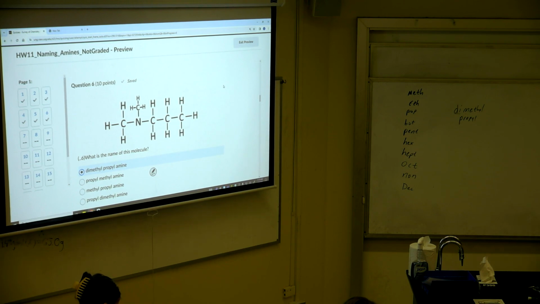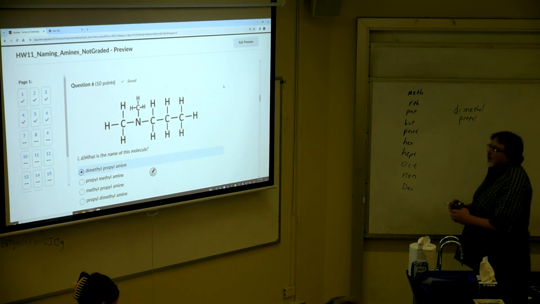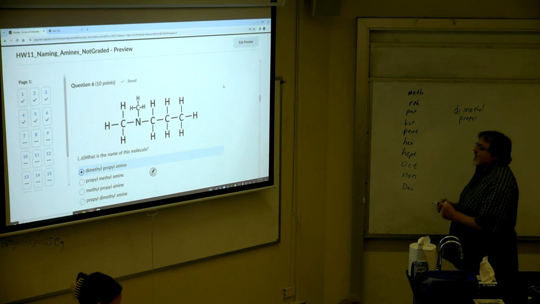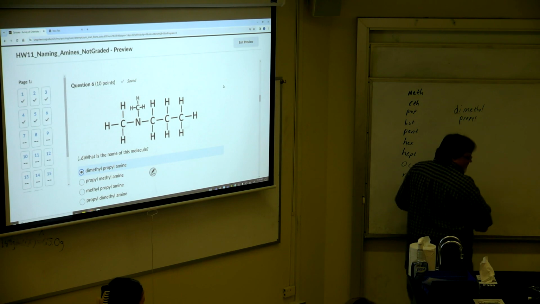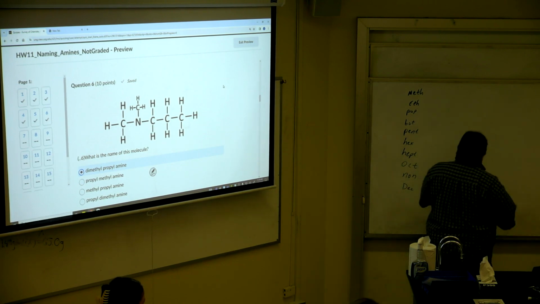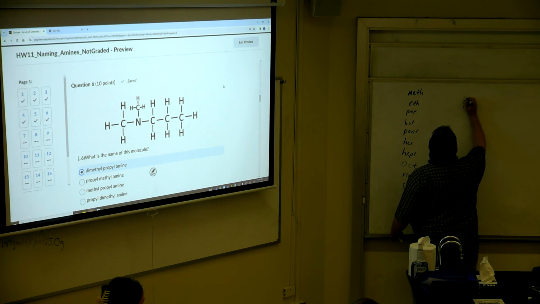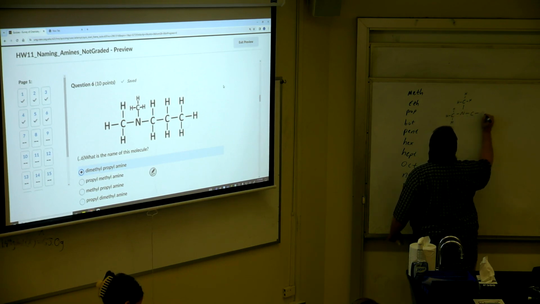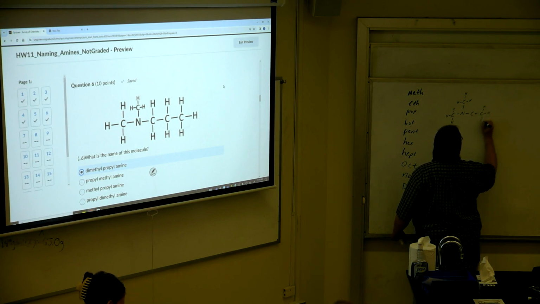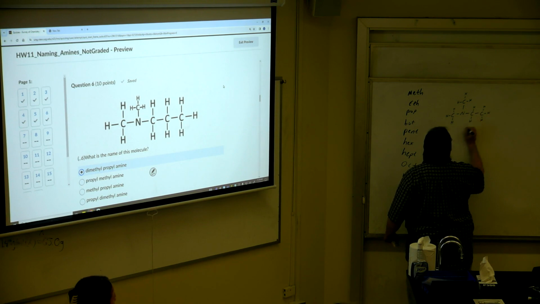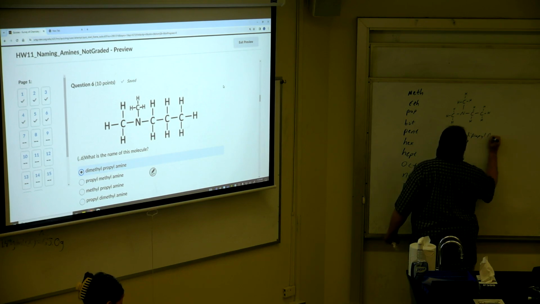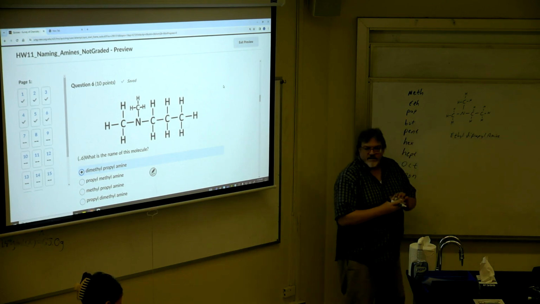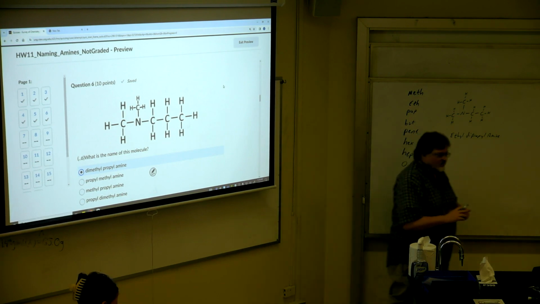So what if it was dimethyl and ethyl? Would the ethyl go with the dimethyl? Yeah, if you had, erase this. If it looked just like that, except that propyl was an ethyl. So there's our dimethyl. If this were ethyl, yep, that single ethyl comes first. Alphabetical order.